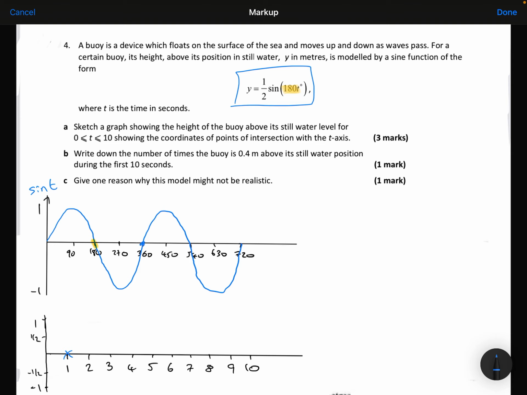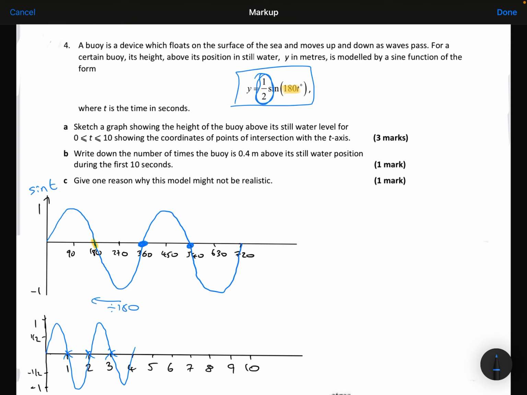And the point here that was at 360, when I divide that by 180, I'm going to get 2. When I divide the 540 by 180, I'm going to get 3. So what's happening here is when I divide this graph by 180, the graph will now look something like this. And so on.